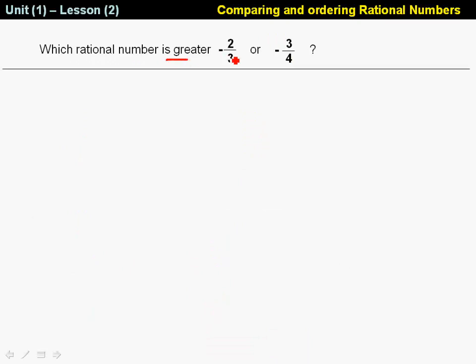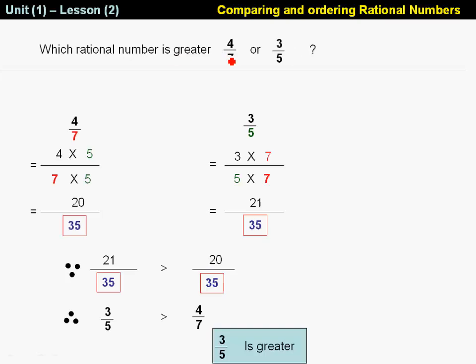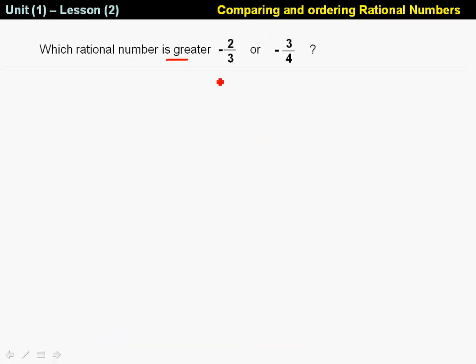Which rational number is greater? Minus 2 over 3 or minus 3 over 4? This is like the last one, but here both rationals have a minus sign. Be careful. I will explain the solution because there is a trick you may do wrong. I will write both here and I will make the same denominators for both by multiplying 3 times 4.